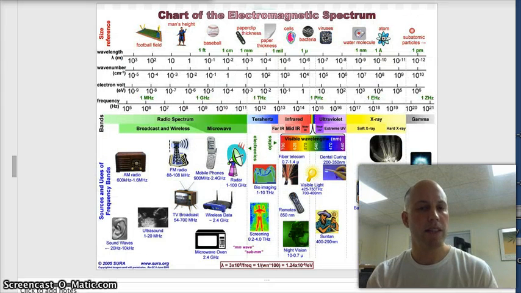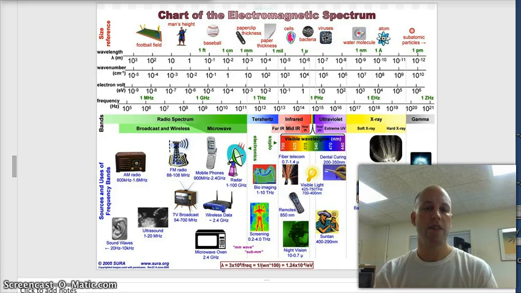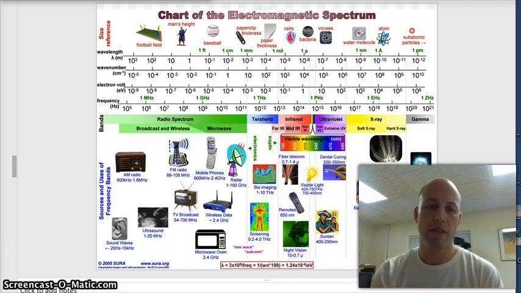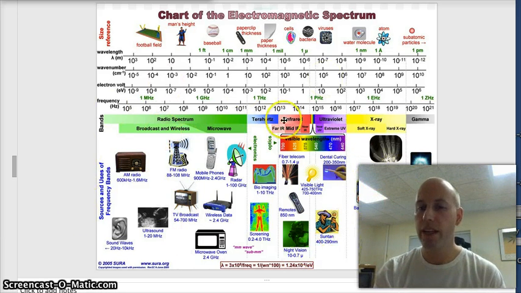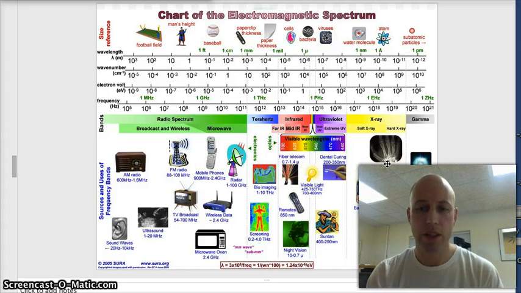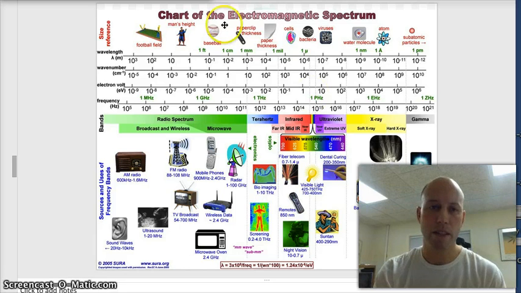As we look at the electromagnetic spectrum, we can see there are many different sizes of wavelengths and intensities of energy. We can see some common everyday examples down below, all the way from AM and FM radios to X-rays and gamma rays, etc.